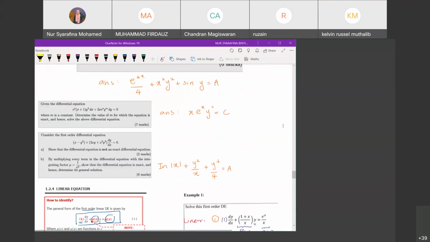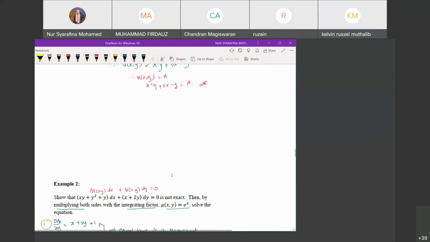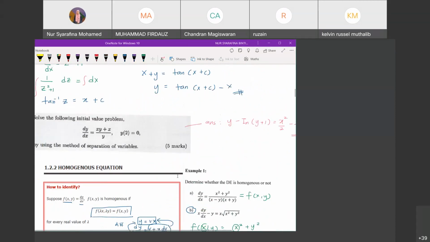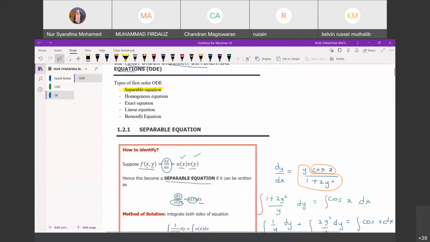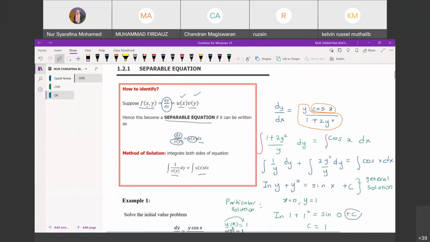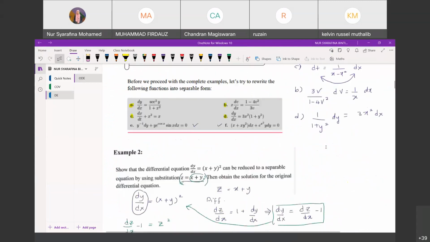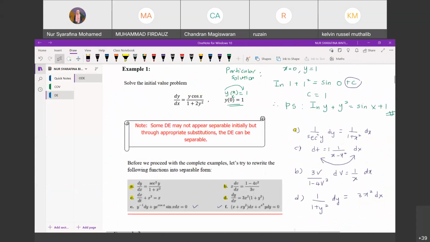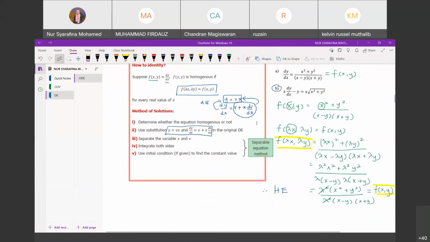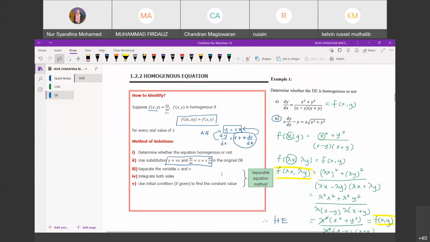Right, so we have done with the first one. It is separable, right? Then we proceed with homogeneous. Okay. The difference between separable and homogeneous is just the usage of y equals vx substitution there. Once you substitute, then you need to solve again the separable.